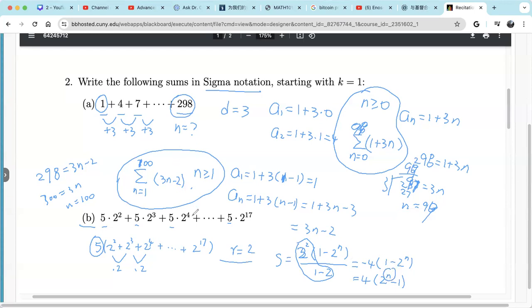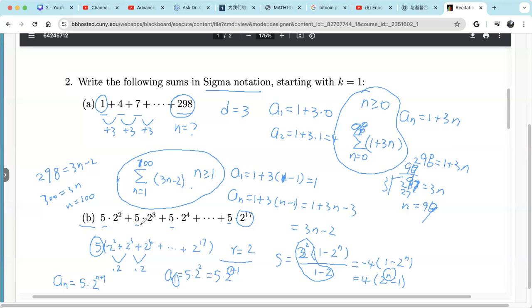How do we find this n? By the last term, right? By the last term, we need to figure out the nth term. So we see the pattern. So a1 equals 5 times 2 squared. And our common ratio is 2. So we can rewrite this as 5 times 2 raised to 1 plus 1. And this one comes from here. So this tells us that we can write an, the general term, as 5 times 2 raised to n plus 1. So let's check the second term.